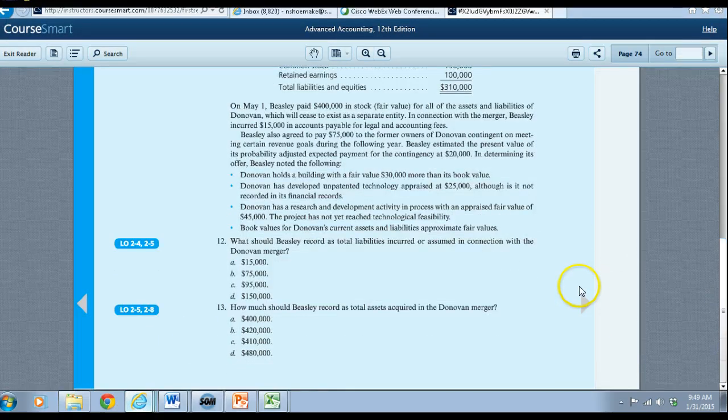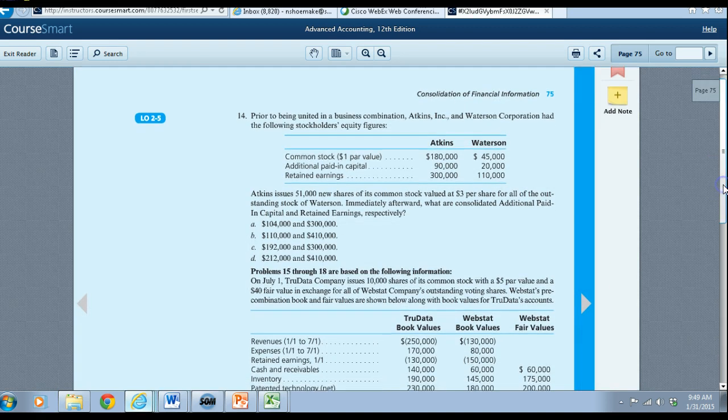Then, let's look at number 14. I just find the best way to do this, Tawny, is to go through problem after problem, because each one gives you a little different scenario. Prior to being united in a business combination, Atkins and Watterson had the following stockholders' equity figures. So it lets us know Atkins stock, additional paid in capital and retained earnings, and Watterson's. Atkins issued 51,000 new shares of its common stock valued at $3 per share for all the outstanding stock of Watterson. Immediately after, what are consolidated additional paid in capital and retained earnings?